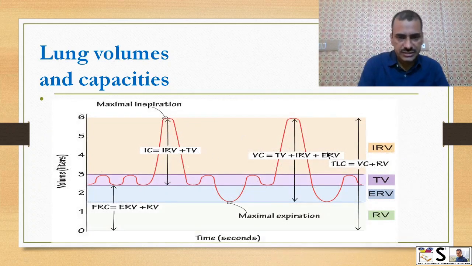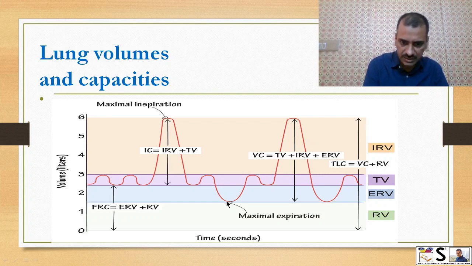Here you can understand this by this diagram. This is a graphical representation of lung volumes and capacity. This is tidal volume. This is inspiratory capacity, which includes tidal volume plus inspiratory reserve volume.